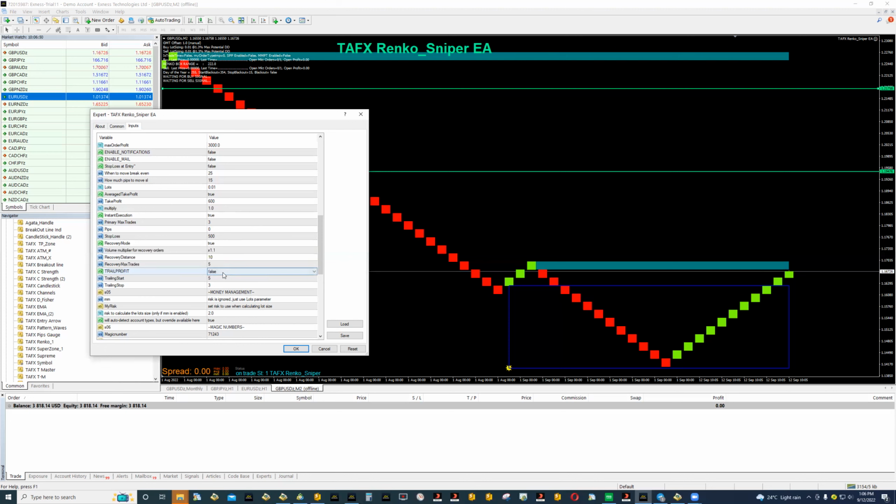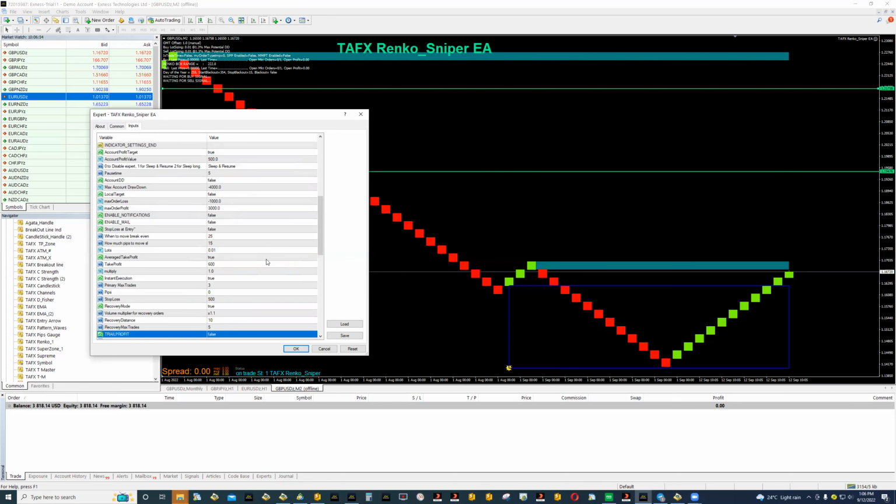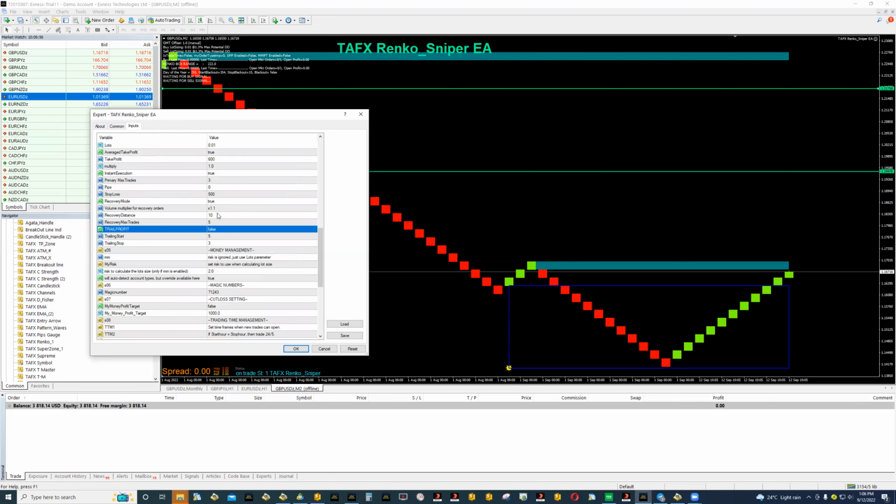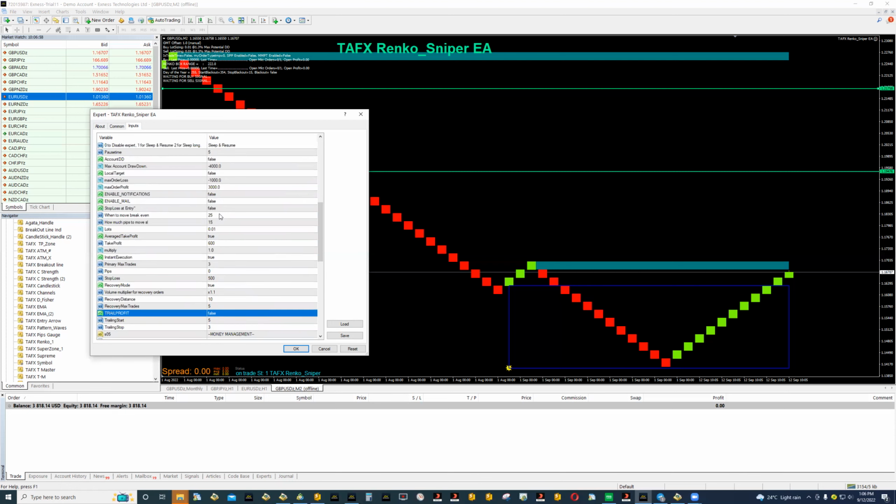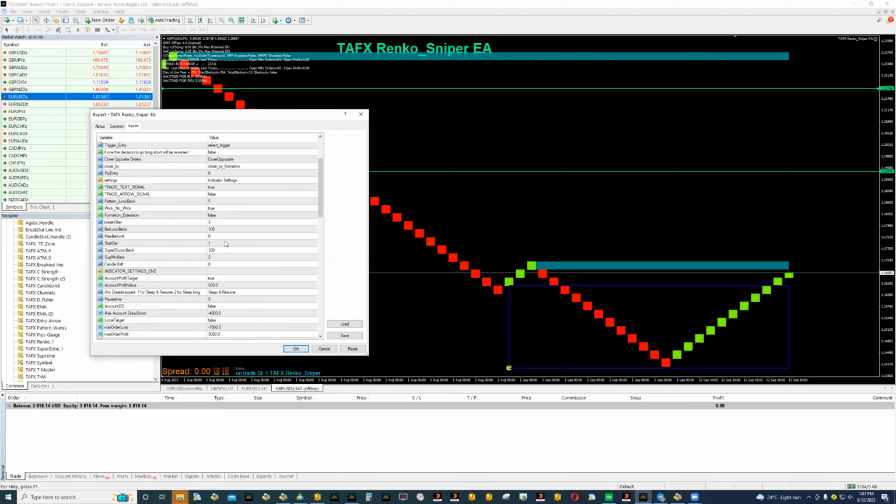We also have the trailing, which we will cover in another video, along with the recovery mode. But the most important things were the lot size, the instant execution, the trades that you want to take at once, and the most important settings of look back, pull back, and this one for the start bar.